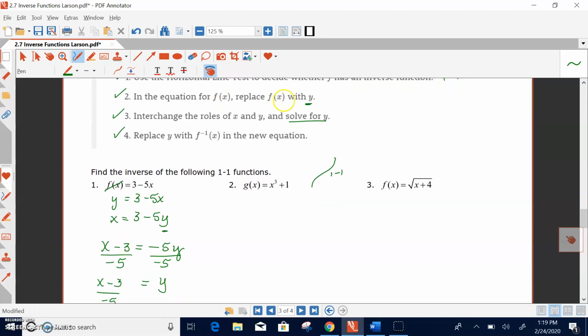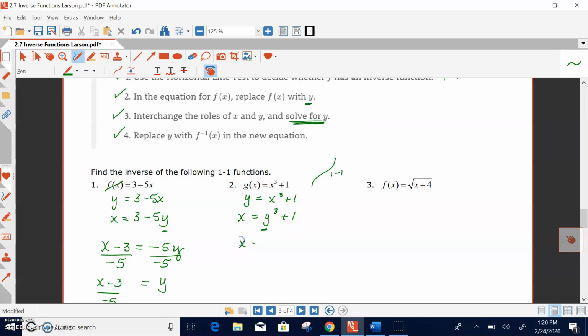Now let's follow the steps. For f of x, we're going to replace it with a y. Well, in this case, it's g of x, but no big deal. It's the same thing. So we replace g of x with y. Now we're going to interchange the roles of x and y, which means we're going to swap them out. The y becomes an x and the x becomes a y. Then we need to solve it for y. So I need to get y by itself.